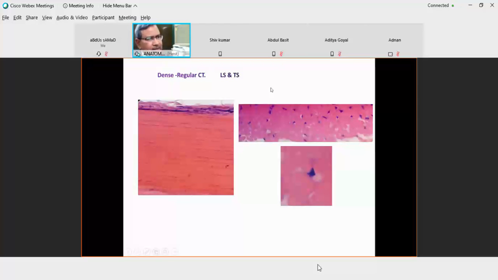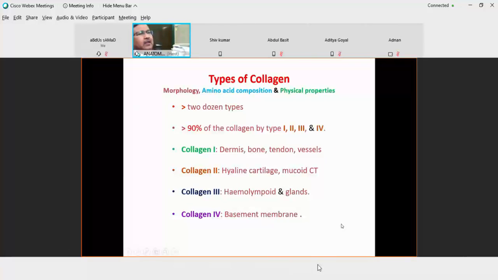If you take a cross section of this, it appears like that. And in higher magnification, you can see the collagen fiber. This collagen fiber is closely associated with the fibroblast. That is the fibroblast; for example, here there are multiple in the low power magnification. In the higher one, you can see the collagen fiber. This is the fibroblast, and this is the collagen fiber. We'll come to know the details of the collagen fiber. Now, types of the collagen fibers. Based on the morphology, amino acid composition, and physical properties, there are over 24 types of collagen.